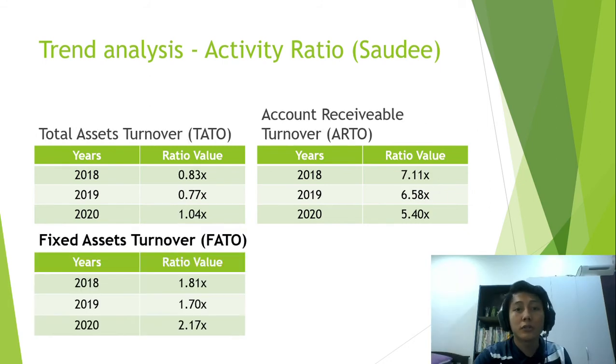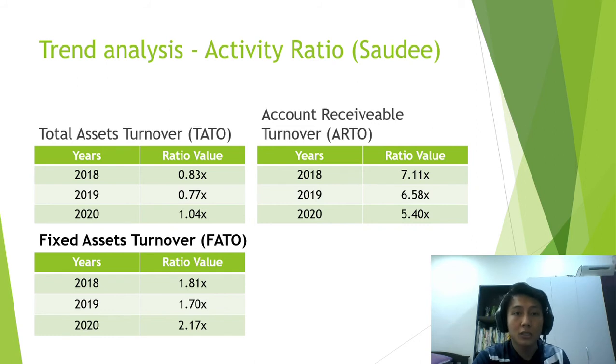Okay, so we continue to the next activity ratio. Saudee Group has total asset turnover for all 3 consecutive years show good ratio performance. Based on the table there, we can see that the company had the highest total asset turnover in 2020. Therefore, it shows that the company had the most effectiveness of total assets to generate sales in 2020.